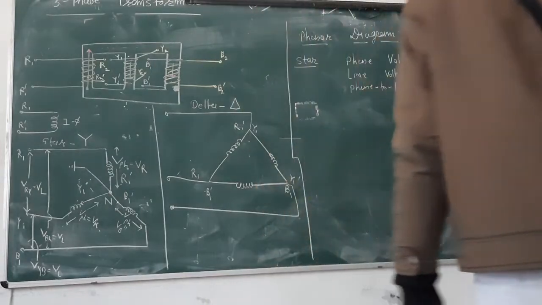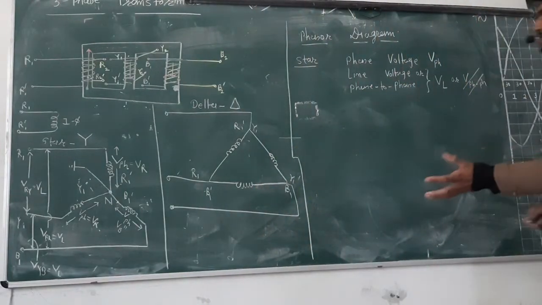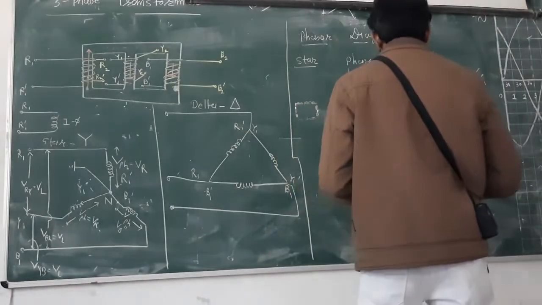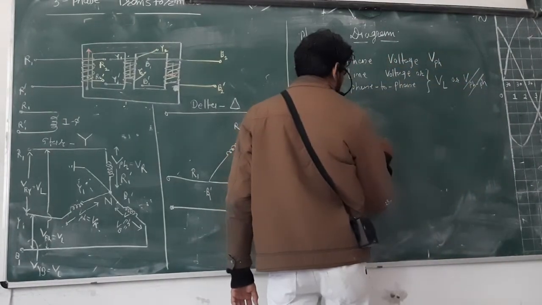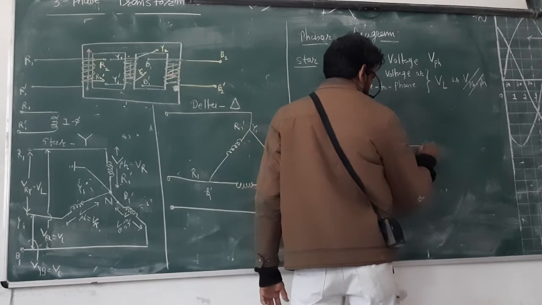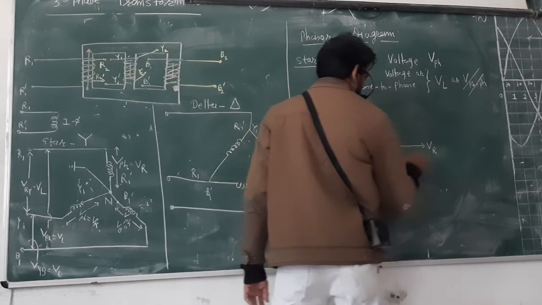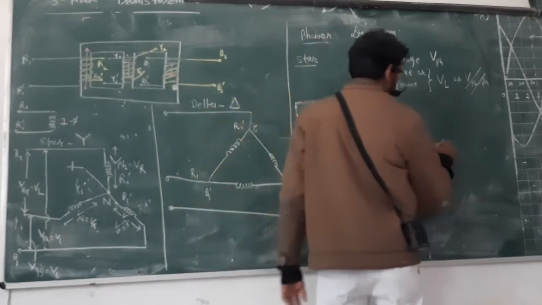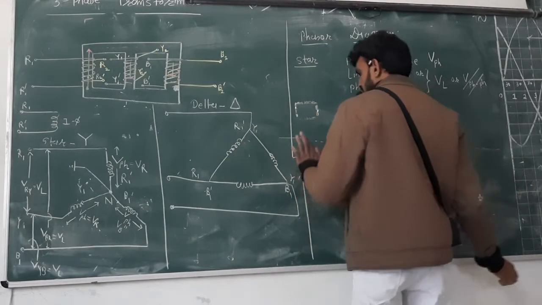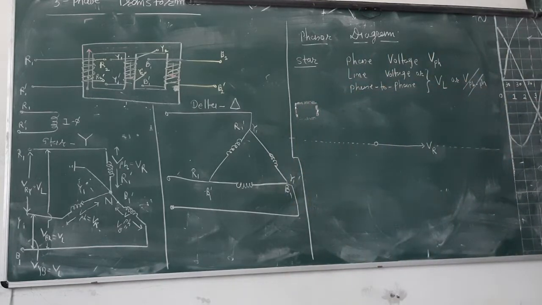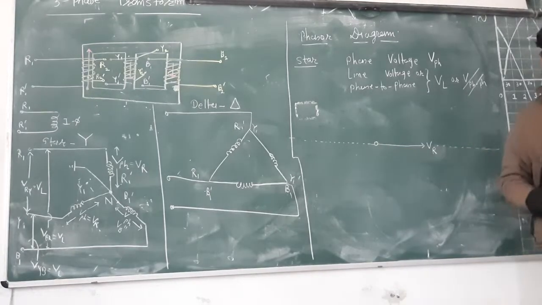So the phase voltages are 120 degrees apart. Let's start from the phase voltage VR. I am going to draw a phasor VR here. This is our ground, our reference. See the phasor: it has a magnitude and it has a direction. This is the magnitude and that is the direction.